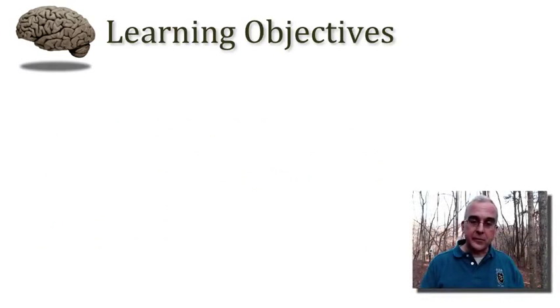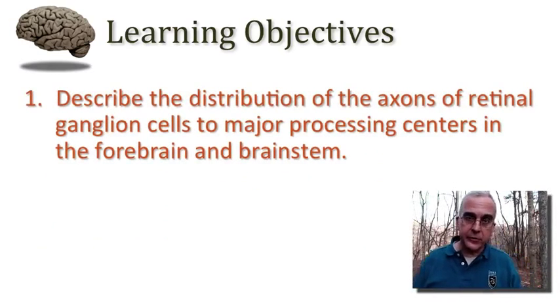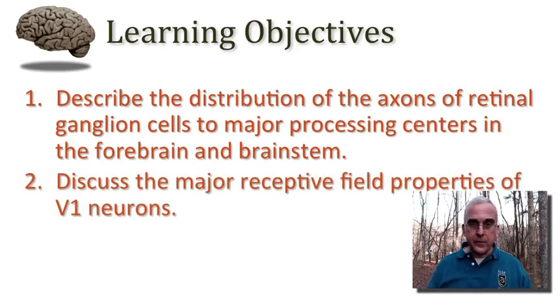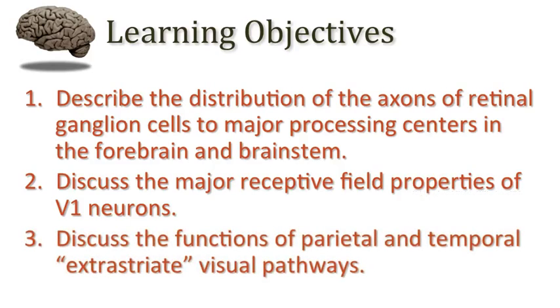I have several learning objectives for you today. I want you to be able to describe the distribution of the axons of retinal ganglion cells to the major processing centers in the forebrain and the brainstem. Then I want to focus on the forebrain, specifically the primary visual cortex. I want you to be able to discuss the major receptive field properties that we discover when we record electrical signals from neurons in V1. I want you to be able to discuss in very general terms the functions associated with those parts of the visual cortex that are beyond the primary area. We call those extrastriate visual pathways.